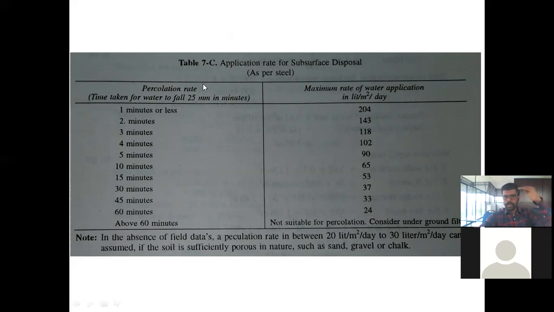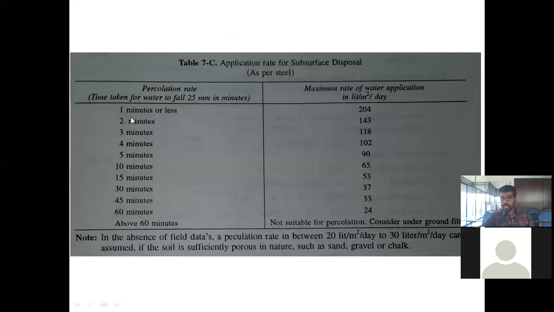This 25 mm level can be reduced within 1 minute or less than 1 minute, or it can take 2 minutes, or 3 minutes, even 1 hour, depending upon the type of the soil, depending upon the absorption of the soil. If the soil is highly absorbent, it absorbs the water quickly.